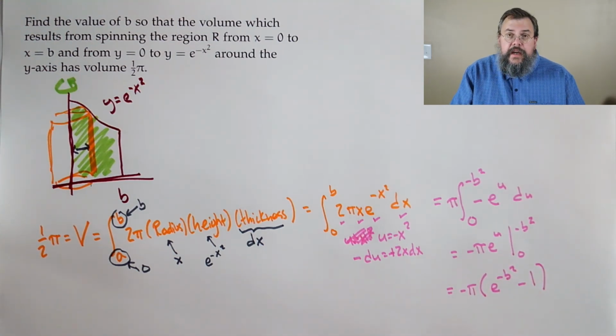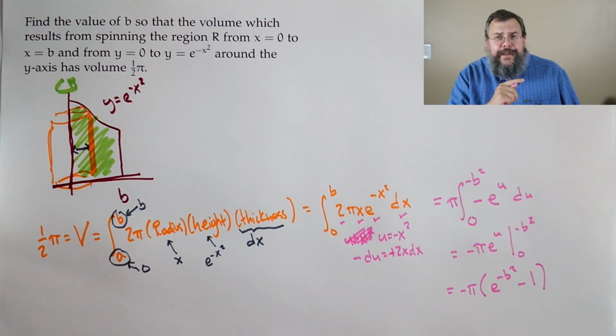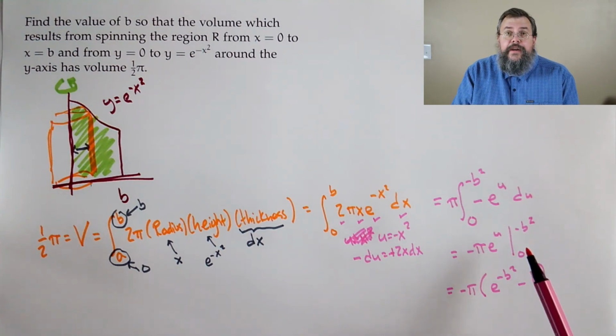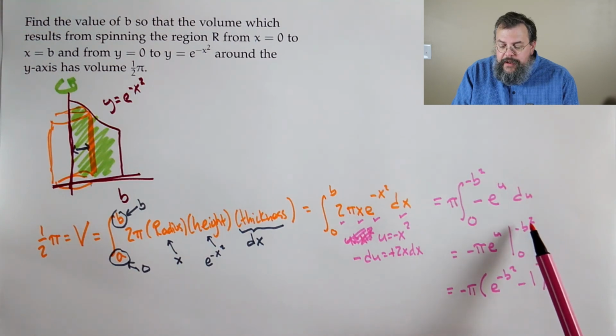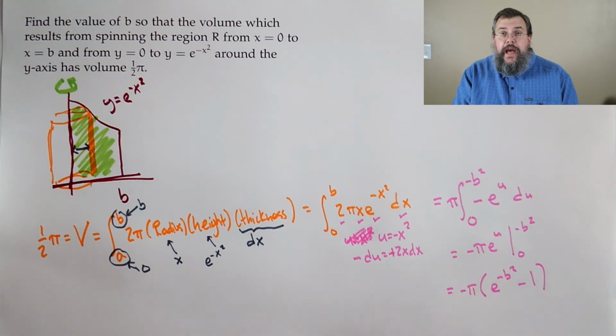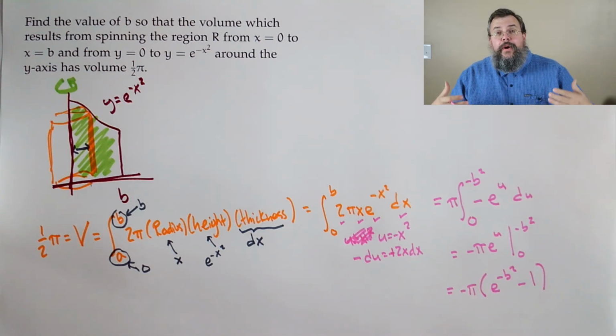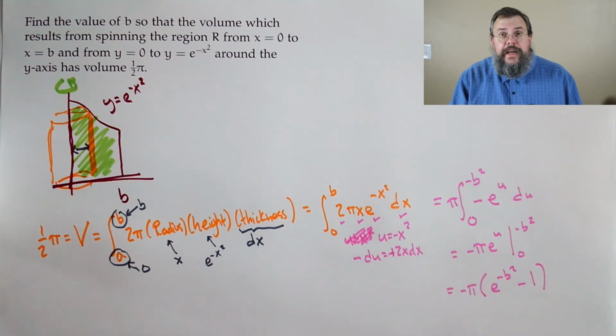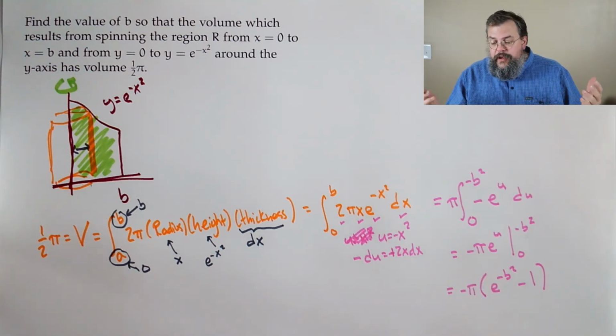Now, I might pause for a second here and say, am I allowed to have this in this order? Because clearly negative b squared should be smaller than 0. Am I allowed to evaluate a smaller number on top and a larger number on the bottom? And the answer is, yeah, it's perfectly fine. The way that it's set up, it will automatically correct itself. So if you wanted to switch, you could. And if you'd switch, what would happen? Well, you would just get rid of that negative sign. In the end, things work out as you would expect them to.